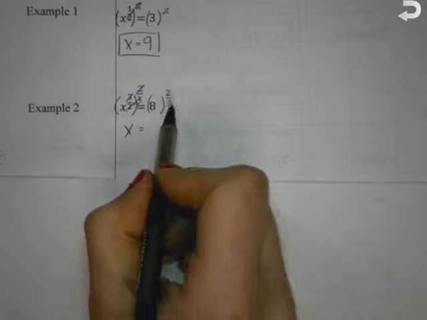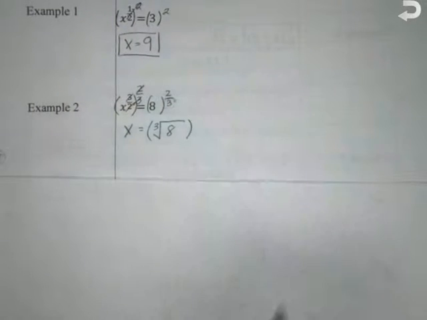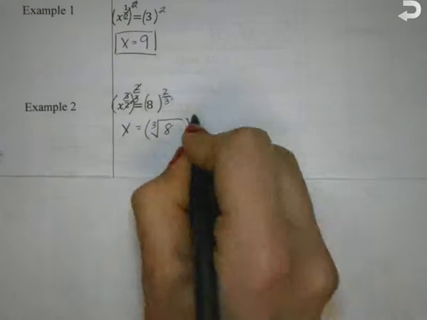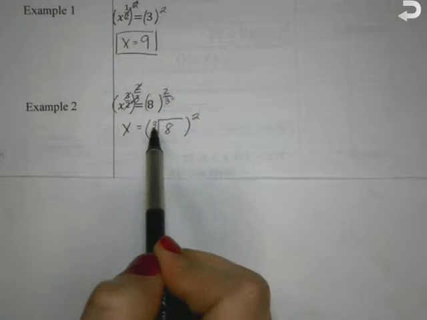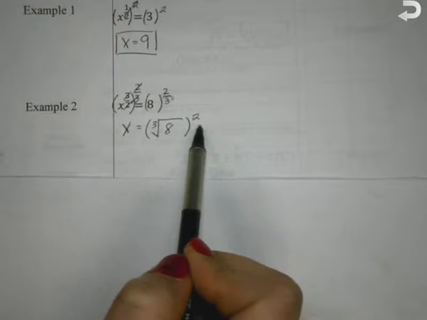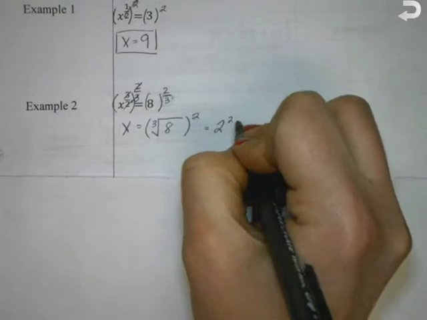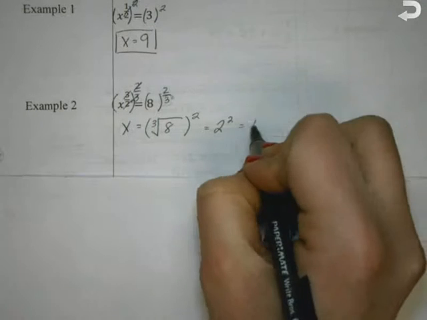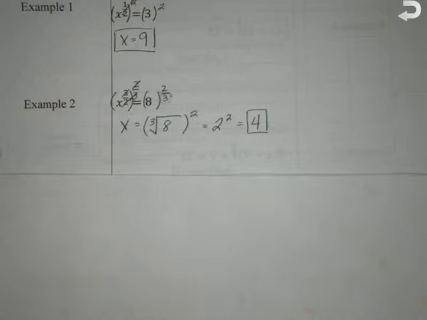Now let's rewrite this in a way that we can actually simplify it as much as possible. This 3 is the index, right? So it becomes the cube root of 8, all of that raised to the second power. Okay, the denominator is the index, the numerator is the exponent. What is the cube root of 8? 2. And what is 2 squared? 4. So our answer is x equals 4. Not too bad, right?